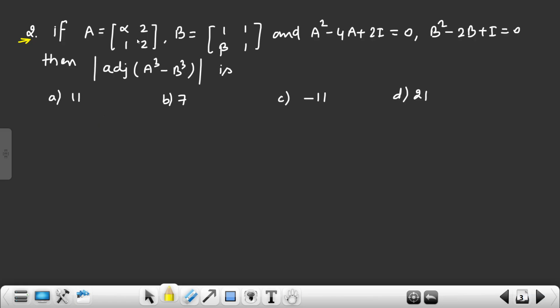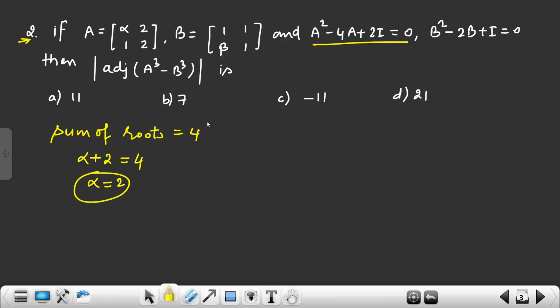ठीक है, बड़ा सिंपल है. Whenever there is a quadratic equation, what is the product of roots? Sum of roots basically here. Basically I am going to use sum of roots of this quadratic equation, 4. Now the sum of roots is nothing but trace of matrix. So what is the trace of matrix? Alpha plus 2, that is 4. So what is alpha value? 2. Immediately alpha will come, right?